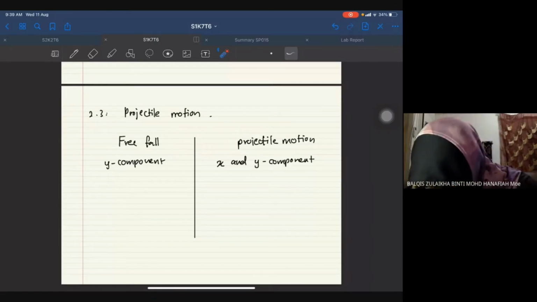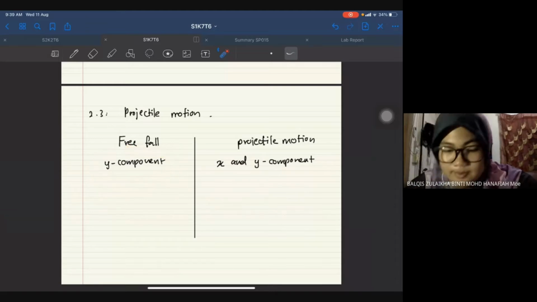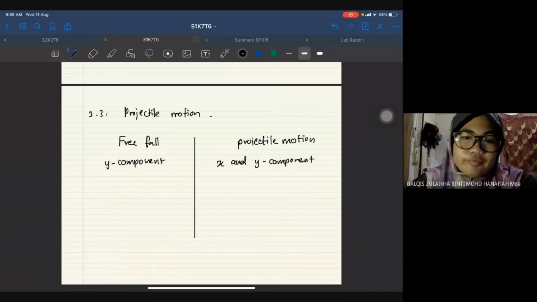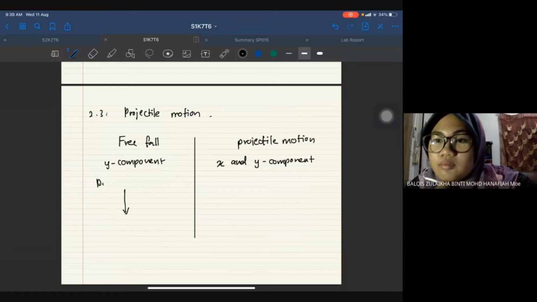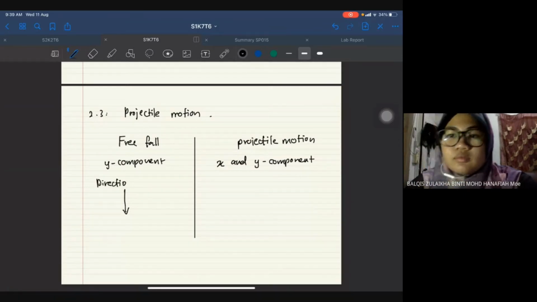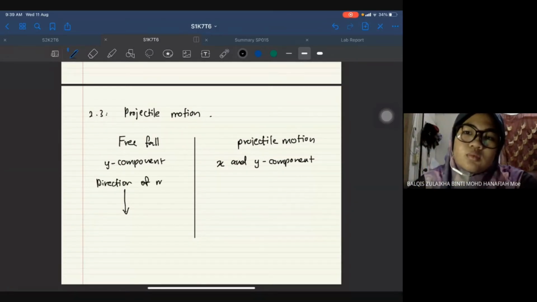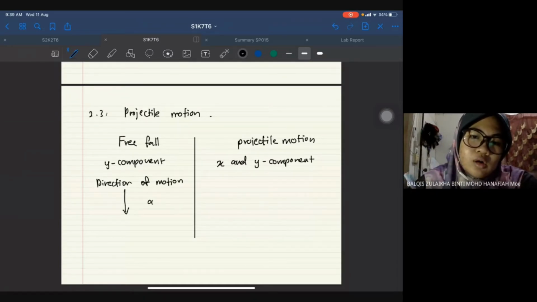That one was the X component, and this is the Y component. The only difference about the Y component is that for free fall, the motion is the same, it is always downwards. So the direction is usually like that. So the acceleration is always equal to gravity, G.